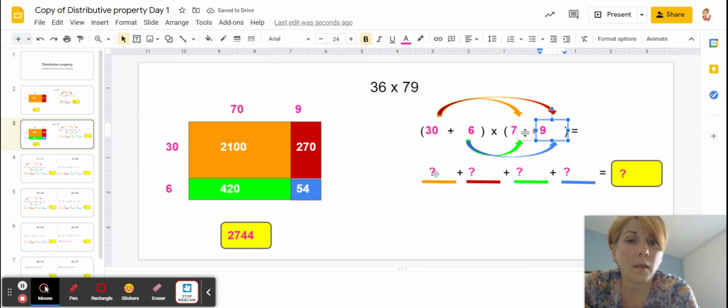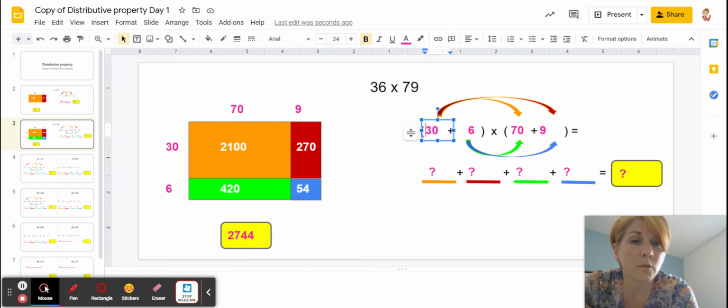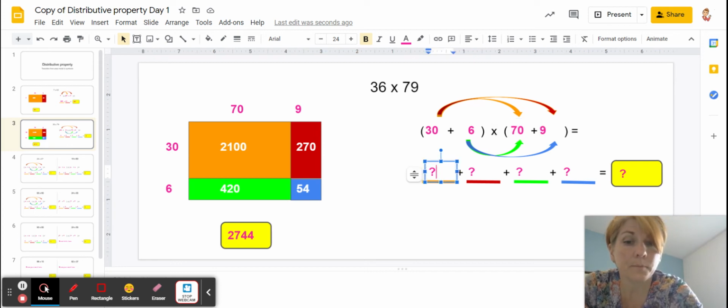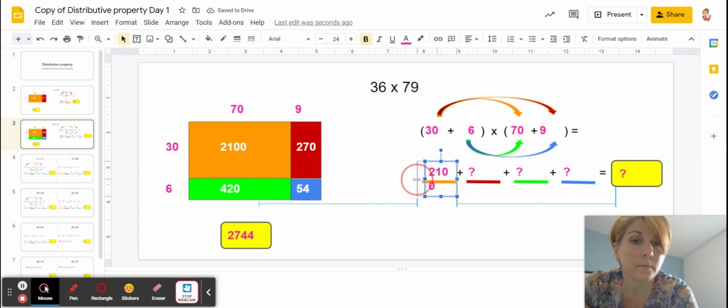Okay, and then I can go ahead, and the orange is telling me to go first number here times the first number here. So I'm distributing that 30 to the first number in that second set of brackets. So that leaves me with the same as I had over in the boxes.